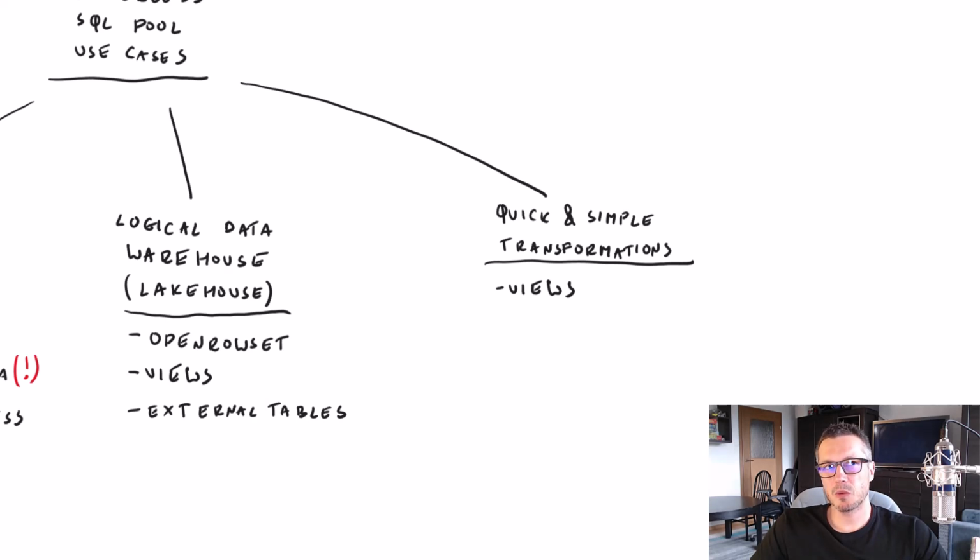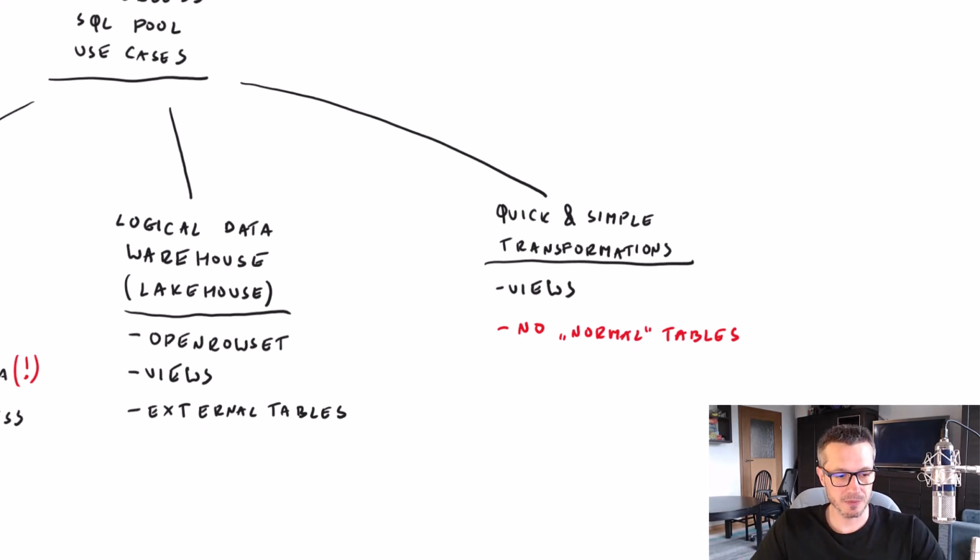Now, all right, but what if we have more complex transformations to be done? Can't we just save the results of those transformations as a table inside serverless SQL pool? And the answer is no. And this is a big difference between serverless and dedicated. In a serverless SQL pool, there are no normal tables. They don't exist. So no normal tables.